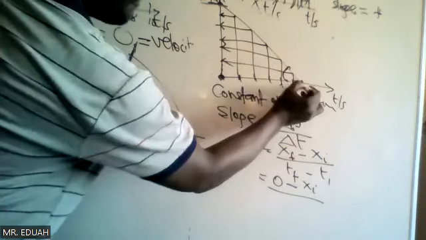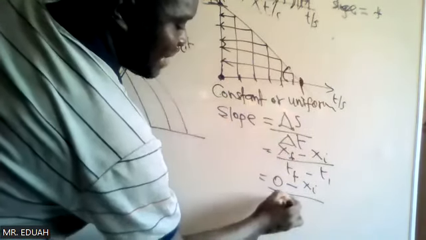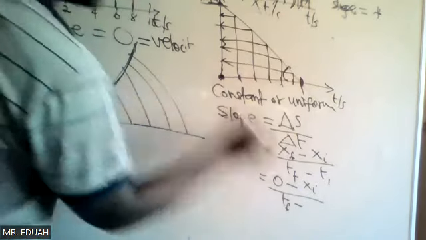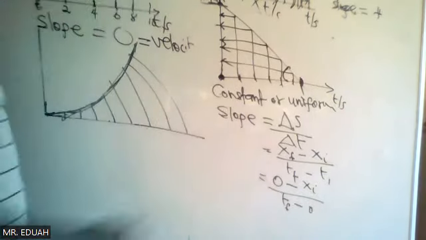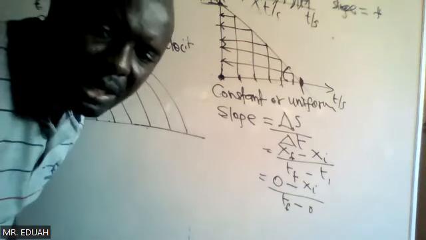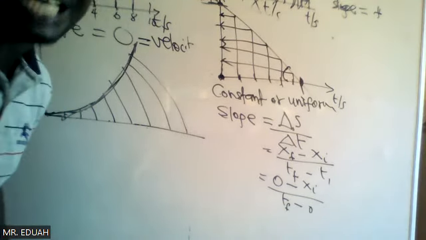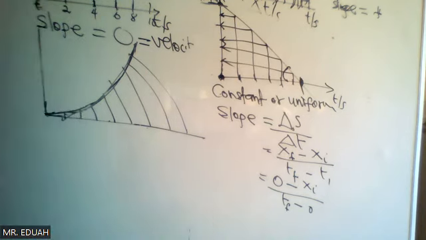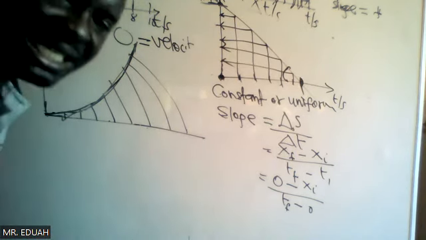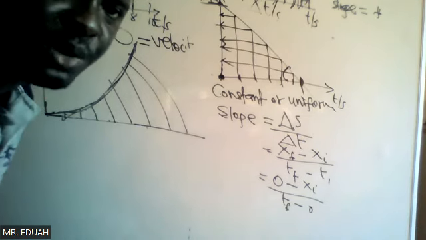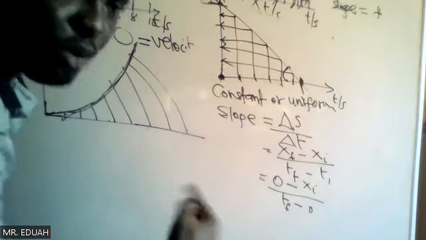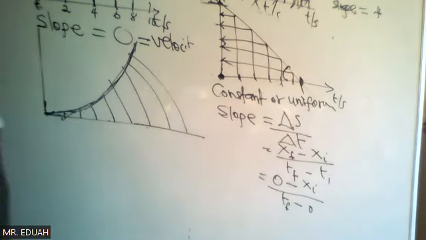So the final time, which is a larger value, minus the initial time, which is 0. And so when you find such a slope, you get negative, telling you that the speed is negative. Negative speed simply means that the body is moving in the opposite direction.